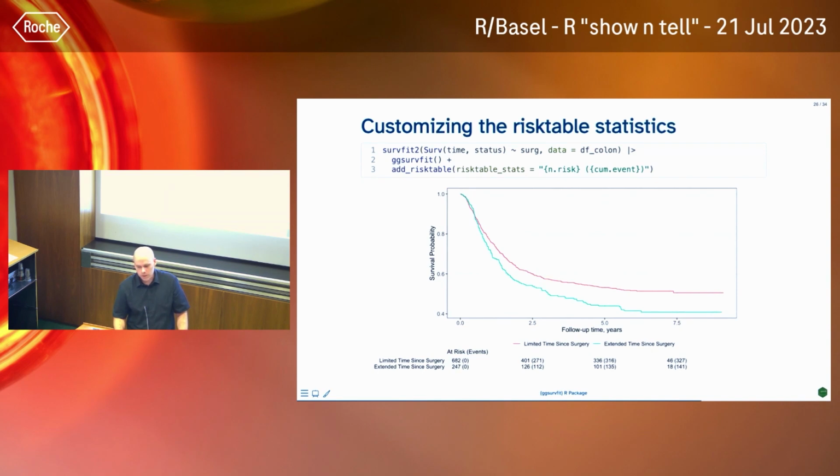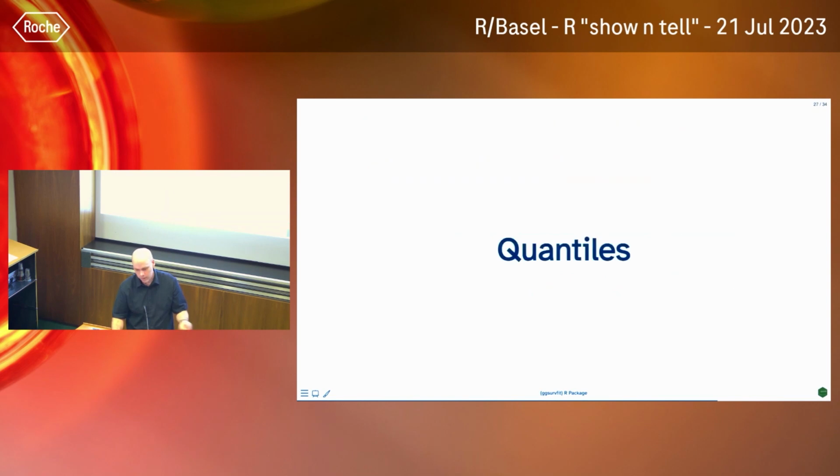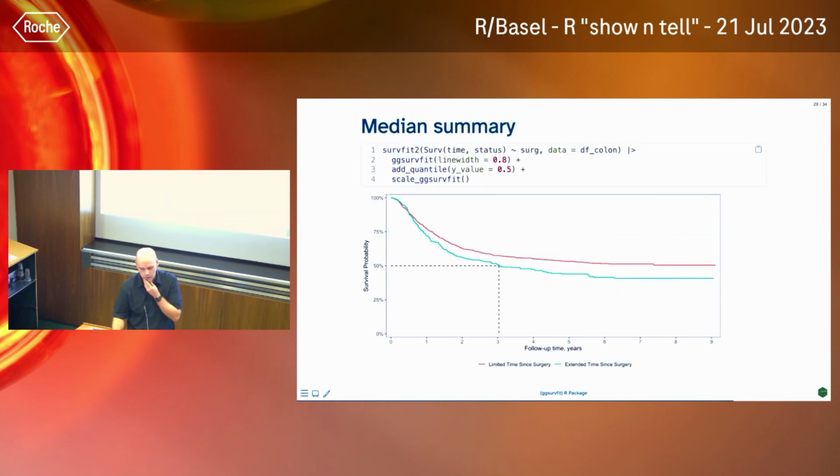You can further customize the risk table statistics that you use and say something like the glue syntax. So instead of wanting the statistics in columns, you can put them side by side. And here we're putting the risks together and then the events in a bracket. You can do things like present quantiles here. So here we're showing the median survival. Again, just a simple add quantile function. At the moment, it's presenting the median at 0.5. You can have full control. You can have it at 75, 25, etc.